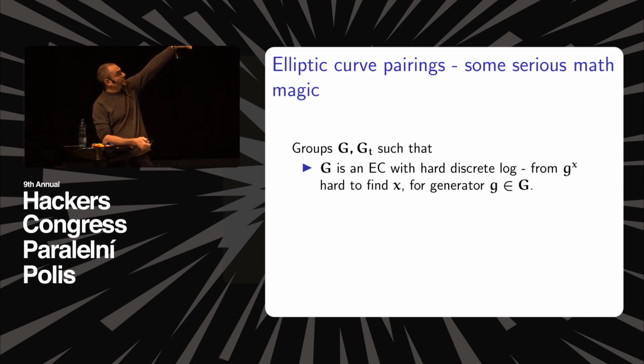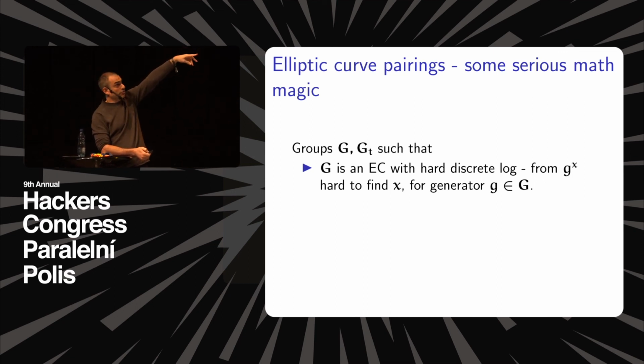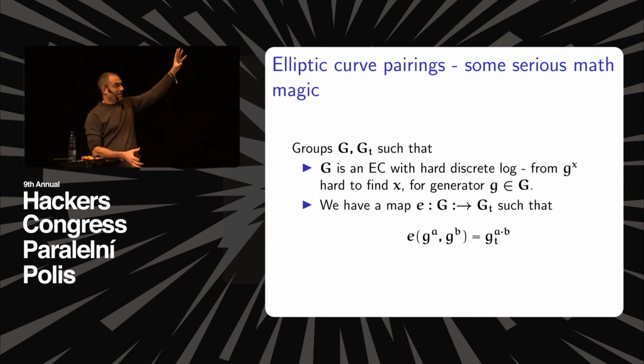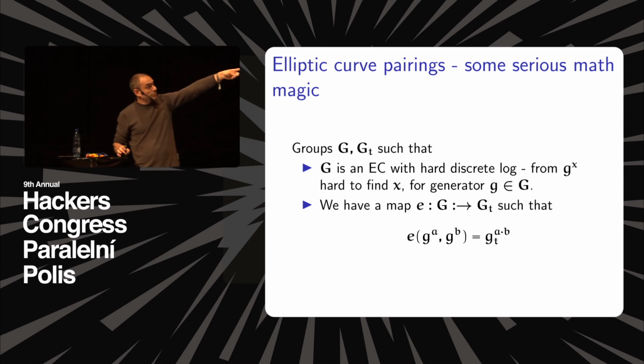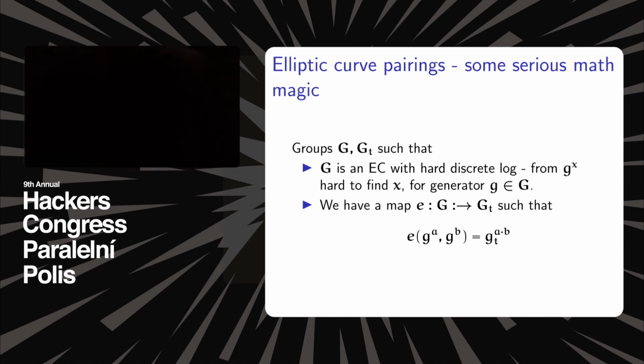What they give you is a pair of groups G and GT, such that G is an elliptic curve with a hard discrete log problem, meaning that from g to the x, it's hard to find x. But this is where the magic is. The pairing is a map from G to this other group GT, such that if you put inside g to the a and g to the b, the pairing will multiply the exponents. You'll get some generator of GT raised to the power a times b.